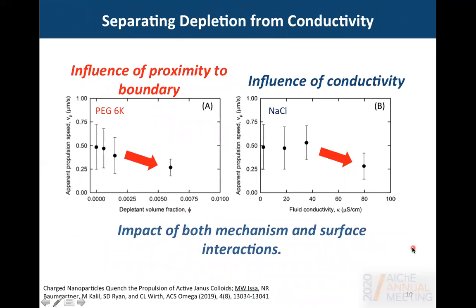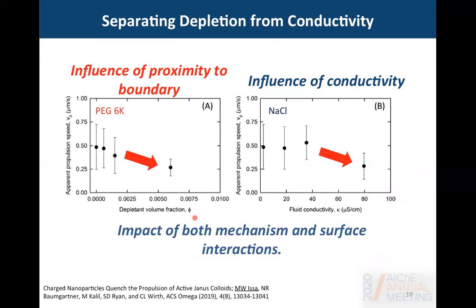Additionally, we conducted supplementary experiments in order to separate out the effects of conductivity and hydrodynamic quenching on the particle speed. And we observed that the addition of polyethylene glycol, or PEG particles, with low conductivity, so less than 10 microsiemens per centimeter, resulted in decreased speed. This is seen in the first graph on the left, where the y-axis represents the propulsion speed in units of micrometers per second, and the x-axis represents depletion volume fraction.